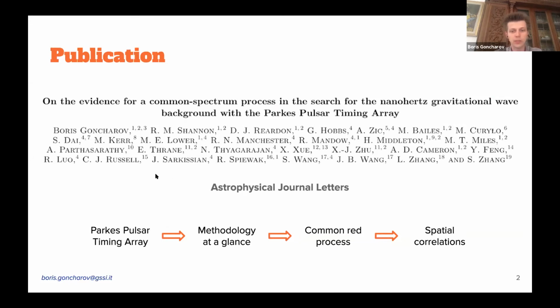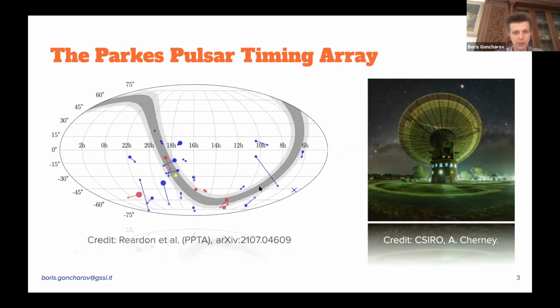Today my talk will consist of 4 parts. First, I will briefly describe what the Parkes Pulsar Timing Array is and what it does, and then I'll very briefly describe the methodology without any equations. Then I will discuss the common red process and what it actually is. And then I will go to spatial correlations, which are the signature of the stochastic gravitational wave background. All right, moving on.